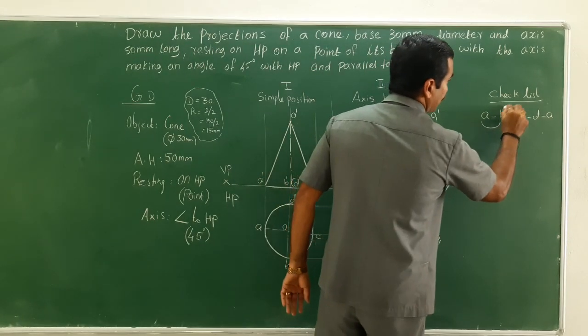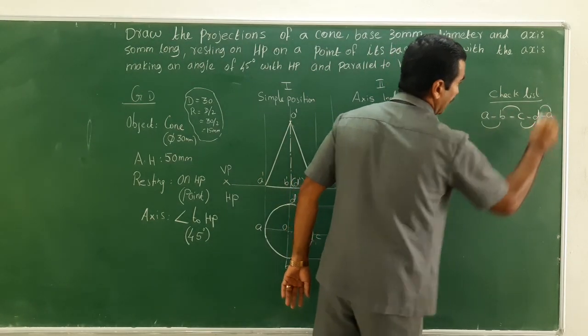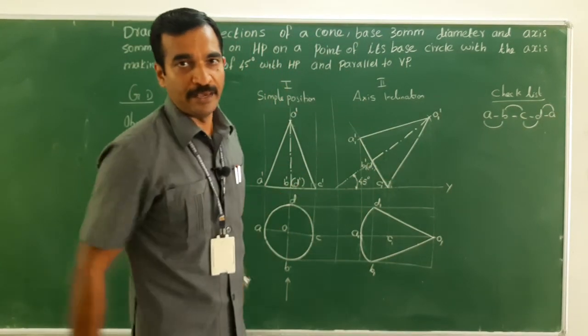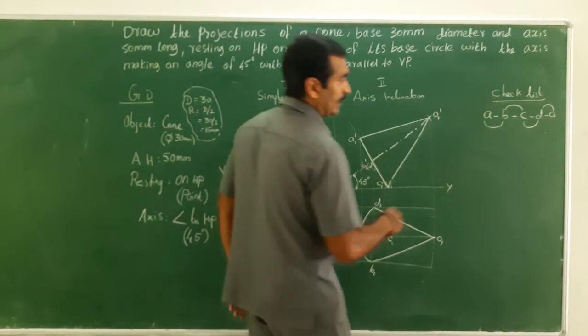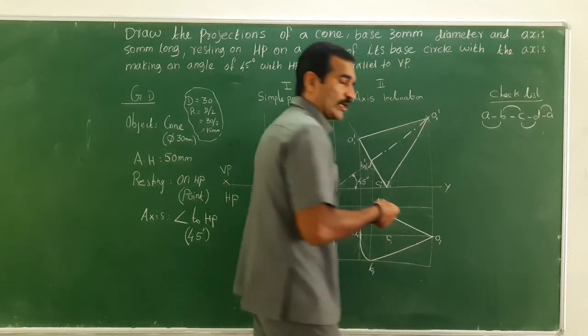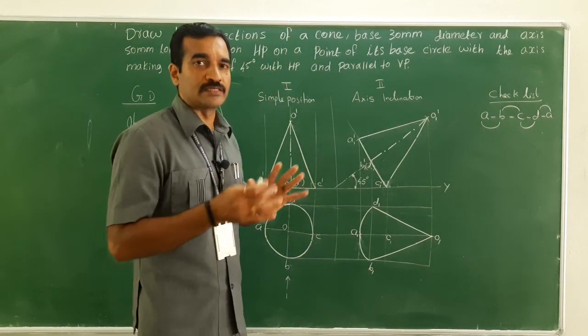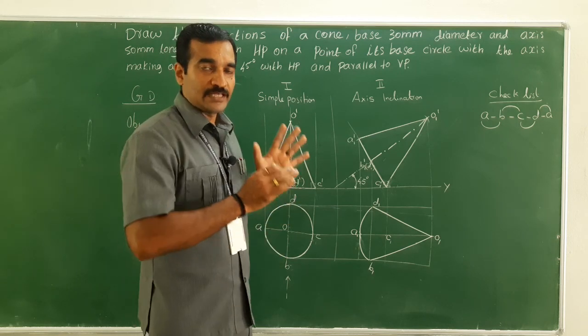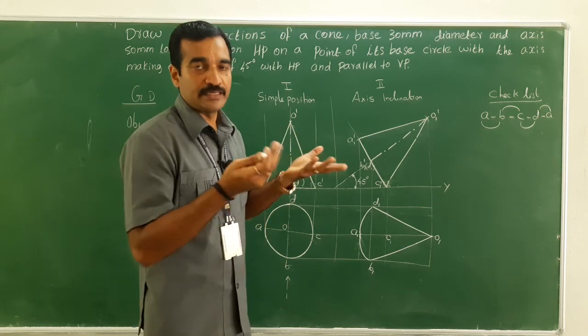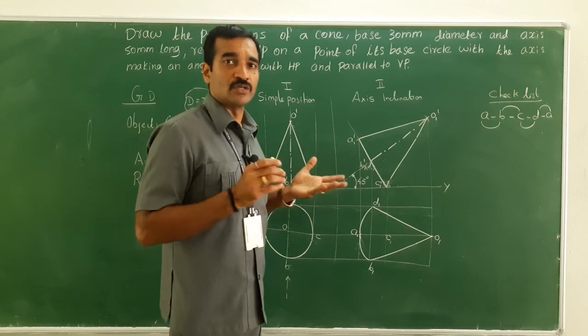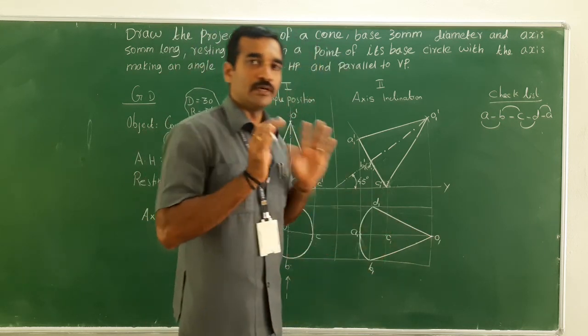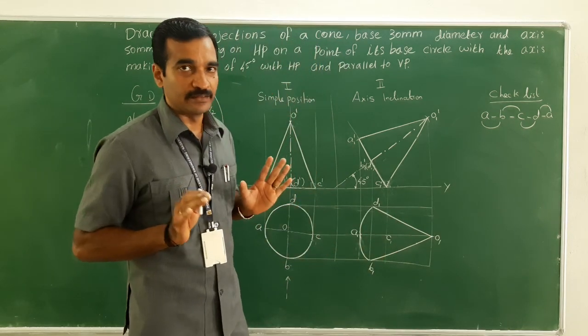A to B is connected, B to C is connected, C to D and D to A. By doing this, you will get the base. And what about the slant edge? As far as the circular cross section is concerned, that is cone and cylinder, it has only the generators. It doesn't have any edges or corners. So only the peripheral boundary alone needs to be connected, right?